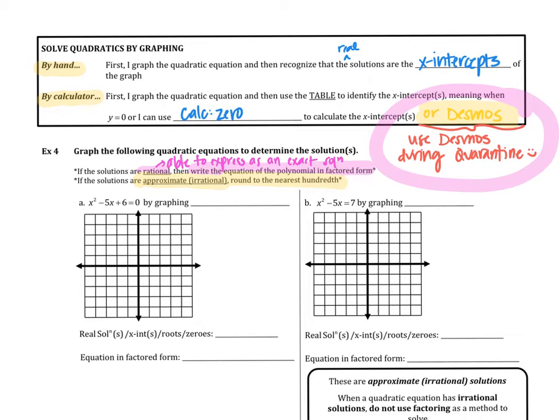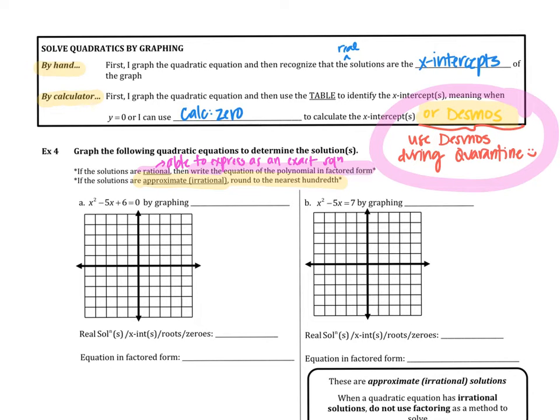And so what I would hope you understand at this point is I can graph any parabola, but my answers aren't always going to be exact. It's not always going to be an x-intercept of 2. It could be an x-intercept of square root of 5. And in that case, it would not be exact. So that's what we're going to work through today.